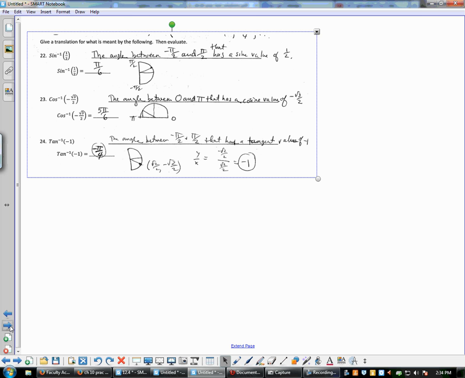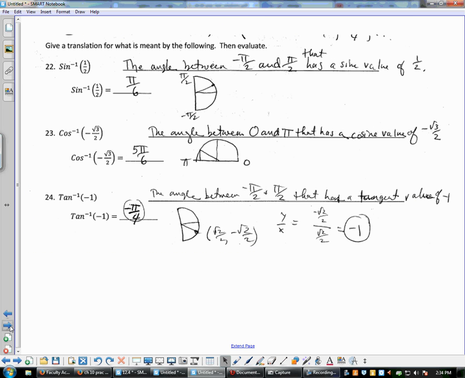For number 22, 23, and 24, the directions say give a translation for what is meant by the following and then evaluate. If you see a capital S in the sine inverse of 1/2, you're only going to have one answer possible, not 2 or 3 like in the previous problems. So the translation for this, what does that mean? It means the angle between negative pi over 2 and pi over 2 that has a sine value of 1/2.